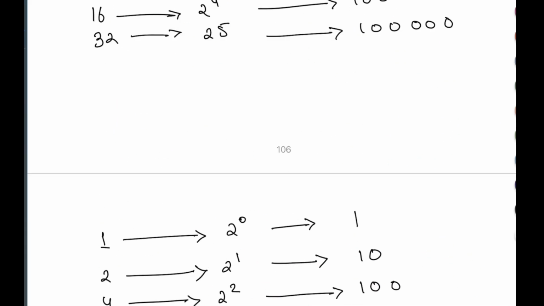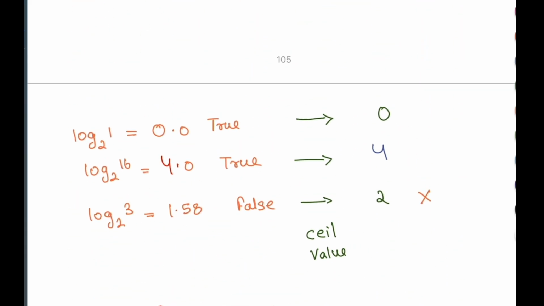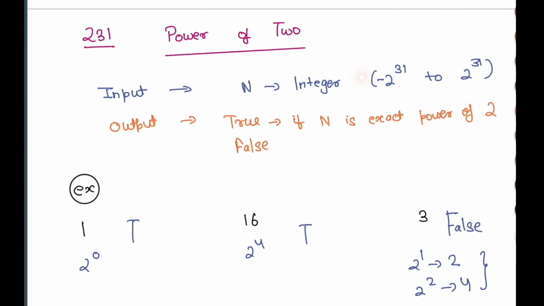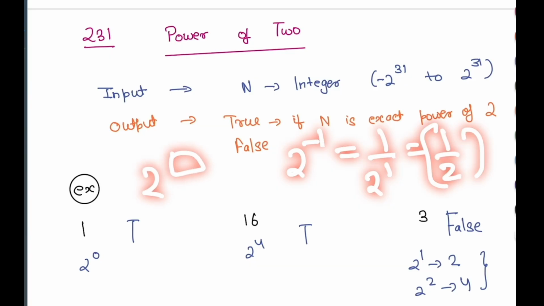Now, the question says that the input can be negative as well, because the range of n will be from minus 2 to the power 31 to 2 to the power 31. Basically, if you talk about negative numbers, for example, minus 2, there is no number in the world such that 2 to the power that particular number will be equal to minus 2. So basically, negative numbers can be safely ignored. See, the thing is, if you are saying 2 to the power minus 1, this is exactly equal to 1 upon 2 to the power 1, which is 1 by 2. No power of 2 can make the number negative. So negative numbers can be safely ignored.